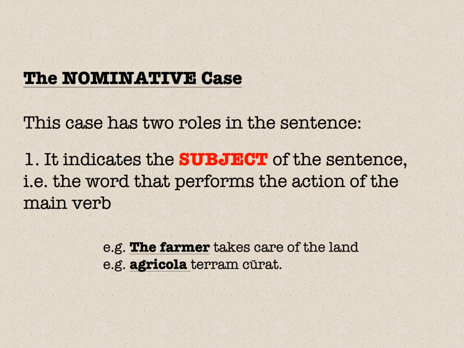So the first of the cases that we're going to look at is the nominative case. And this case has 2 roles in the sentence. We've already seen the first use of the nominative case in our English example. It indicates the subject of the sentence. And this means the word that performs the action of the main verb. So here in this English example, the farmer takes care of the land. The farmer there is the subject of the sentence because he's performing the action of taking care of the land. In Latin, agricola terram curat, has agricola in the nominative case because he's performing the action of the verb curat.